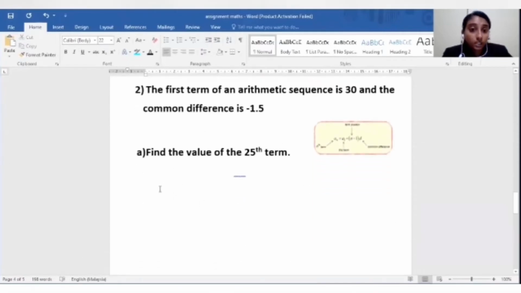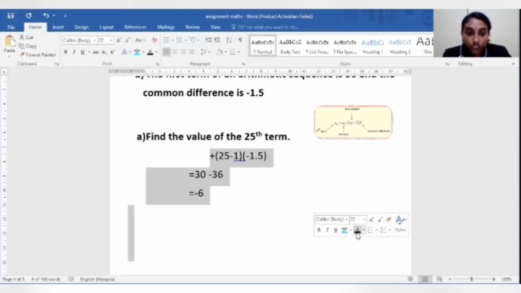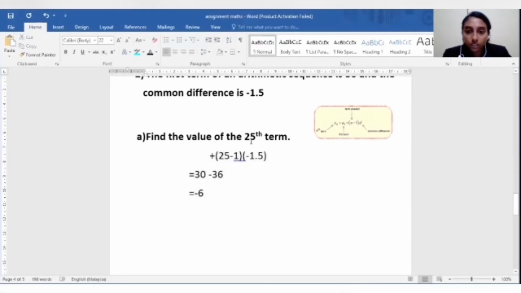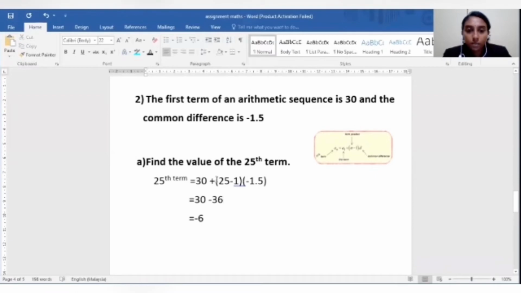This question asks: the first term of an arithmetic sequence is 30 and the common difference is negative 1.5. They ask us to find the value of the 25th term. So how to do this? Actually, it's quite easy, because we just follow the formula. I put the 25th term in front, and then 30, because they already mentioned that 30 is the first term, plus 25 minus 1, and then the last term is negative 1.5.